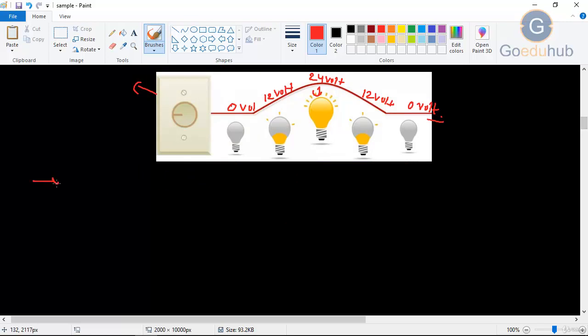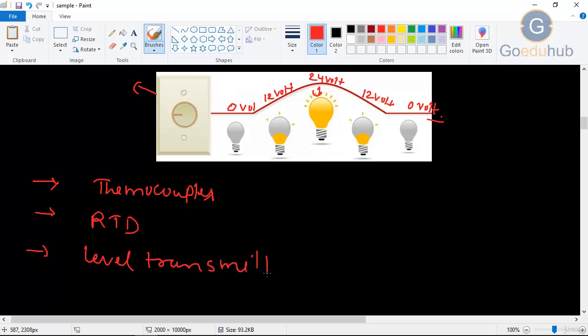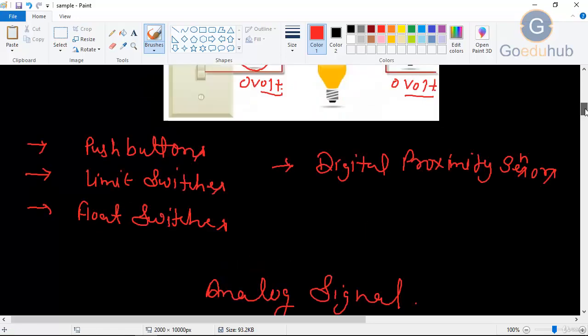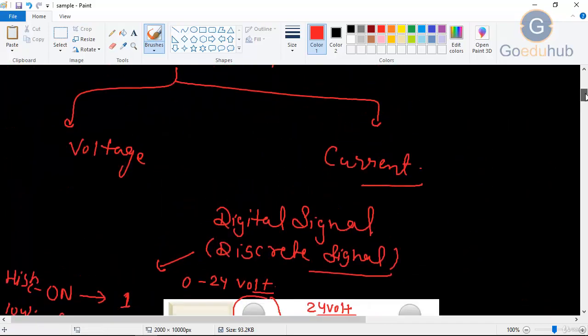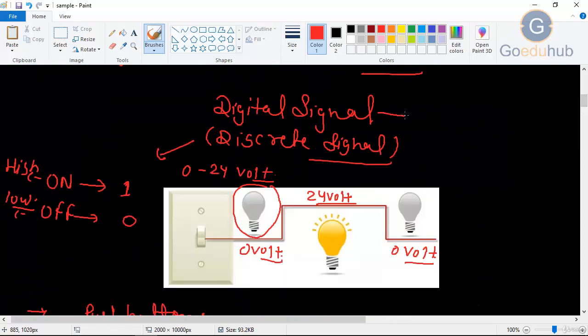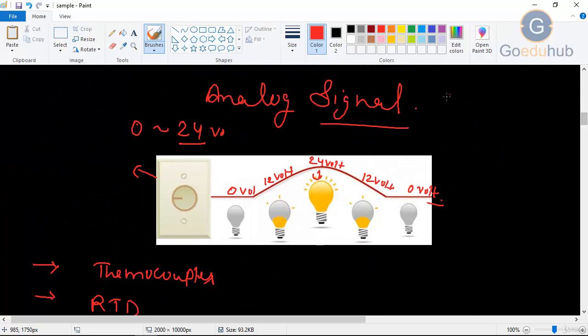You can take examples for analog signals such as thermocouples, analog proximity sensors, RTD, level transmitter, and capacitive sensor. These are the different types of signals that we have to handle in an industry. Digital means two states, that will be low or high, and analog means a range between low to high.